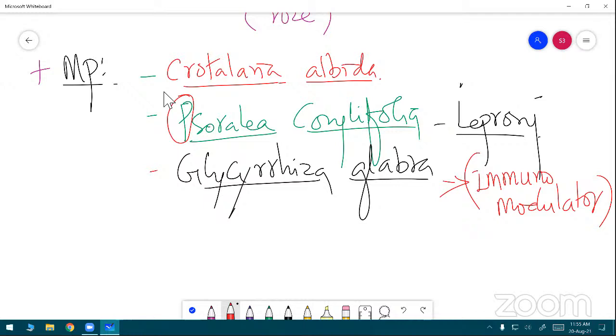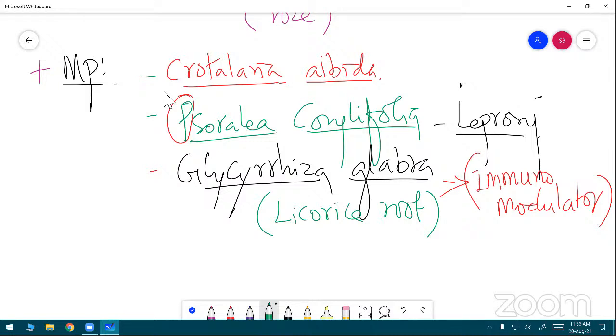Talking about Glycyrrhiza, it is also known as liquorice tree, liquorice root. Actually, in Tamil it is called Adi Maduram tree. Which of the following is the Adi Maduram tree? That is the statement. Glycyrrhiza glabra. Right? This is one of the plants.